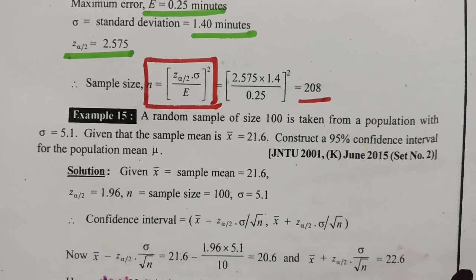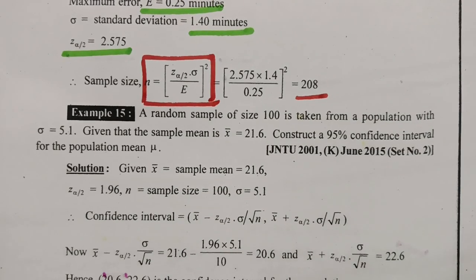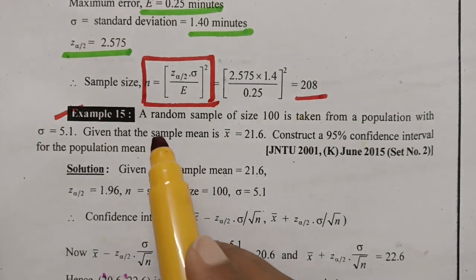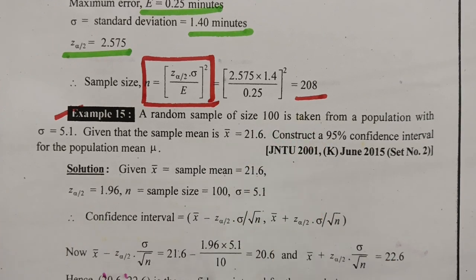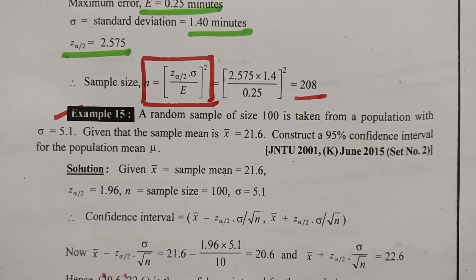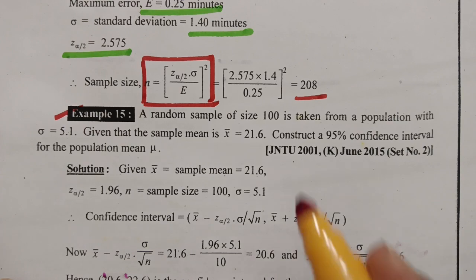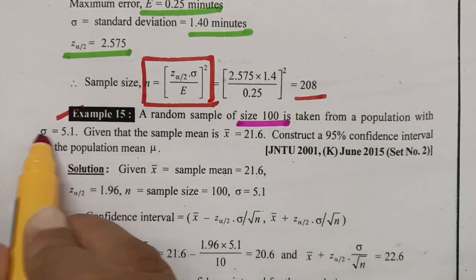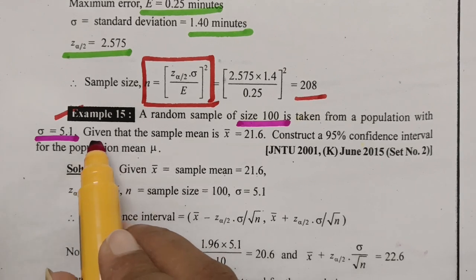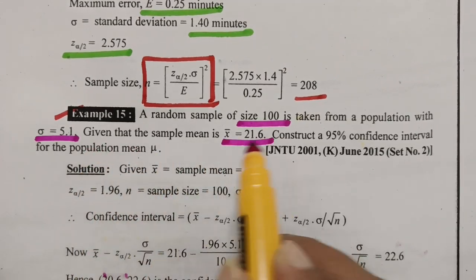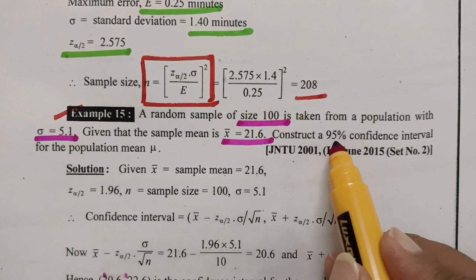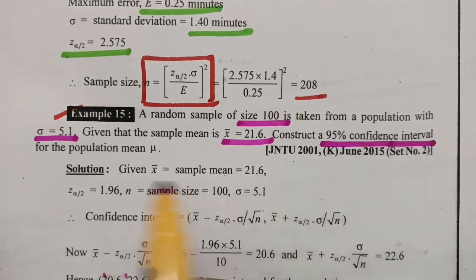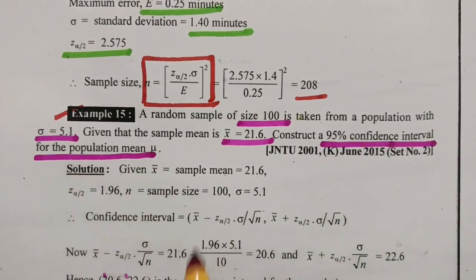And the next question here is the 15th question. A random sample of size, the sample size is given as 100. The n value is given. A sample of size 100 is taken from the population, with sigma also given as 5.1. Given that the sample mean is 21.6, construct a 95% confidence interval for the population mean mu.